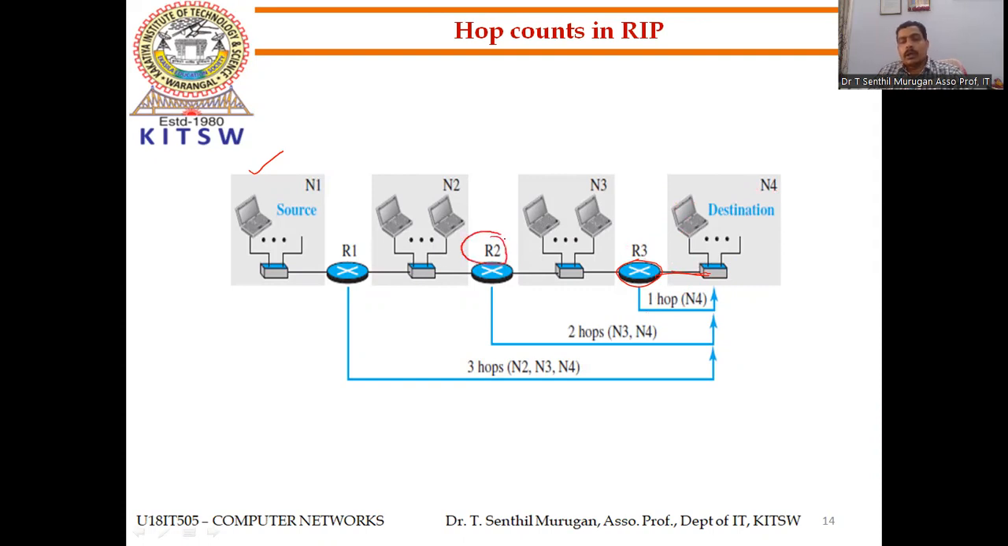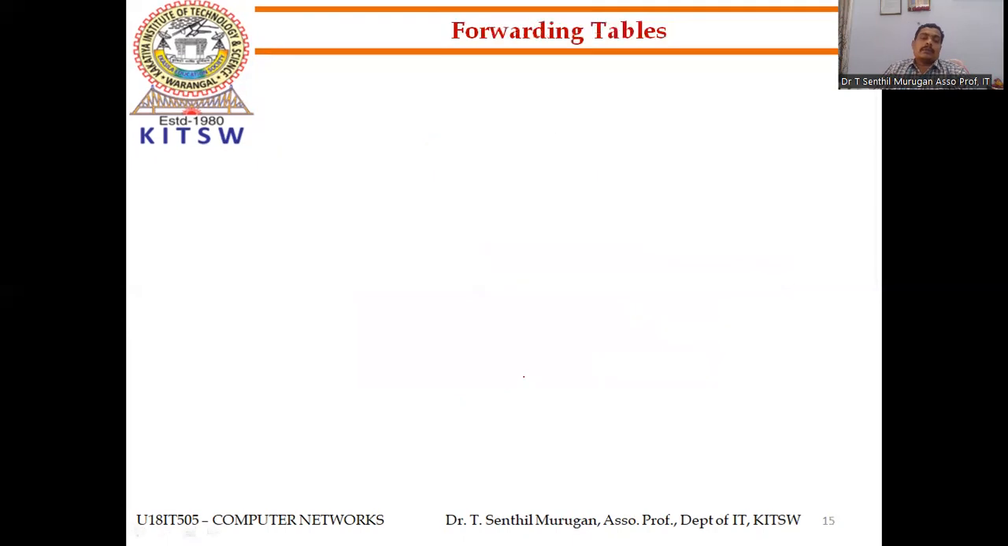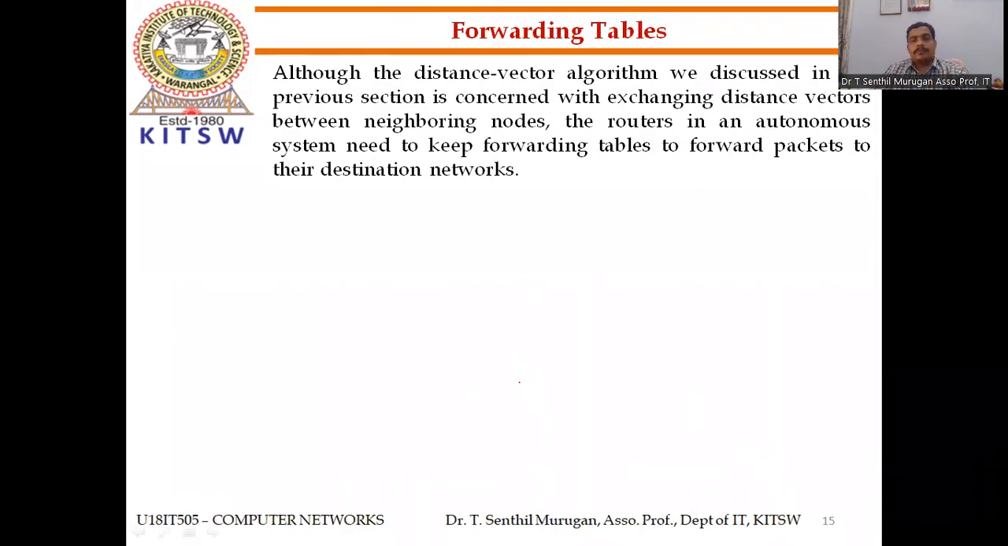So from router R2, how many networks are there? Here one network is there. Here one network is there. Two networks it will cross. So two hops. What are the network numbers? N3 and N4. From router 1, if you consider from here, N2, N3, N4, three networks are there. Okay, so three hops are there. So we will take the length from source to destination as 3 hops. Okay, this hop count is used in distance vector routing in RIP, routing information protocol.